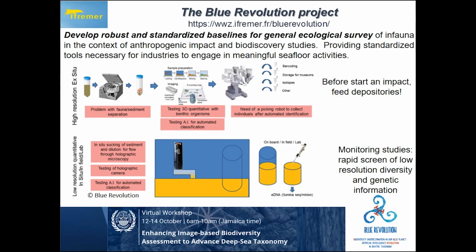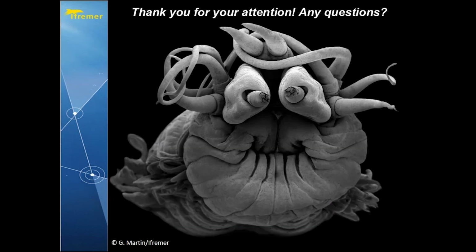This combination of methods is something we are testing now in the ongoing Blue Revolution project, where we would like to automate the acquisition of images of sediment fauna for an automatic identification by artificial intelligence, proposing a combination of both methods: high-resolution imaging associated with genetic assignment for feeding depositories, and the faster low-resolution imaging associated with DNA metabarcoding for survey. We have a lot of challenges in this project, but we hope to propose a standardized method for ecological and biodiversity survey. And that's all.